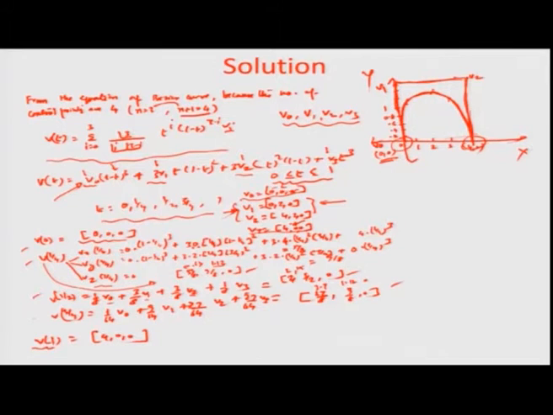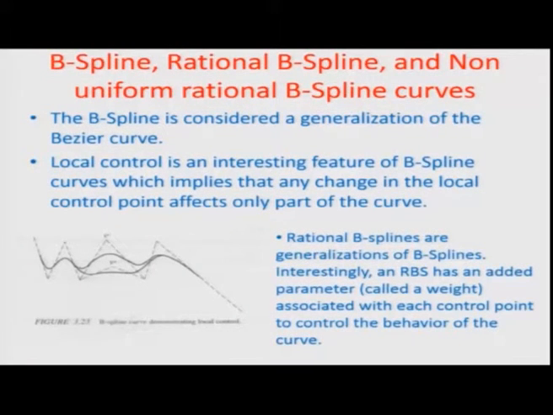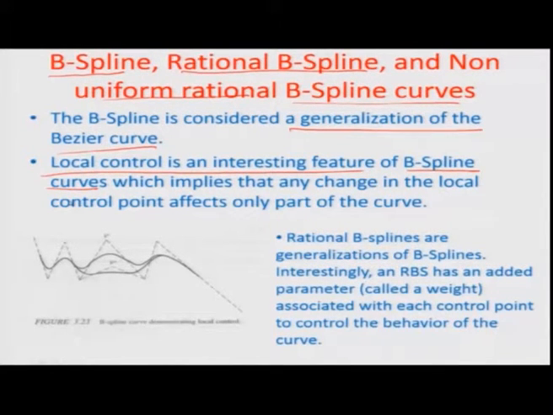So, practically you have now seen how different fits like Hermitian as well as Bezier curves are defined. We can actually try and look at some other varieties and what the essential differences are. So, we have different curve fitting geometries like the B-spline fit, the rational B-spline, and the non-uniform rational B-spline curves. The B-spline is considered a generalization of the Bezier curve. Local control is an interesting feature in such a B-spline curve. It implies that any change in the local control point affects only that part of the curve.